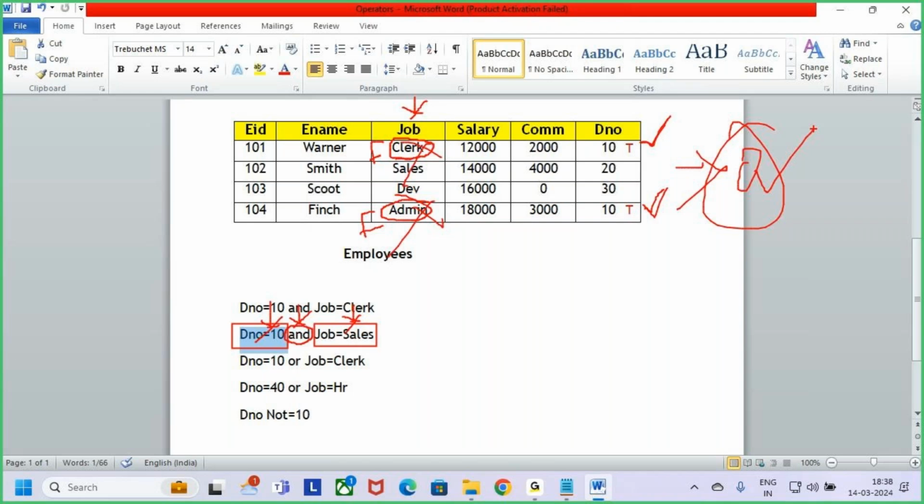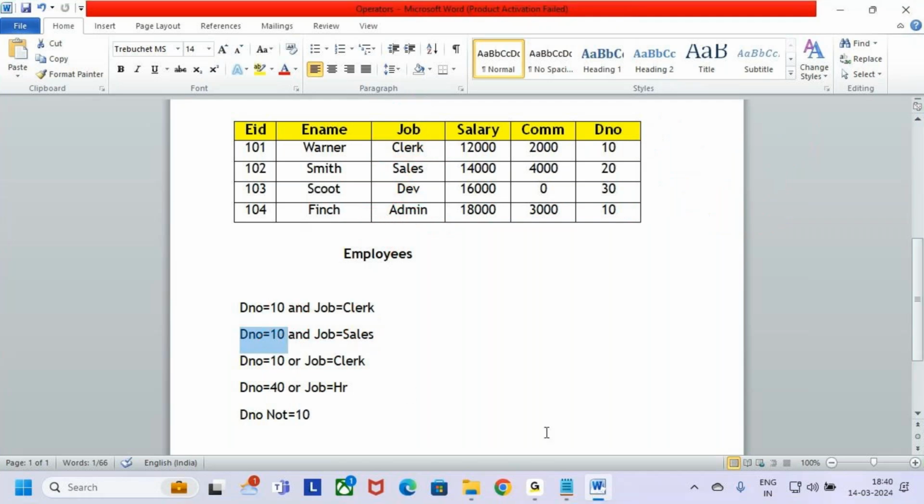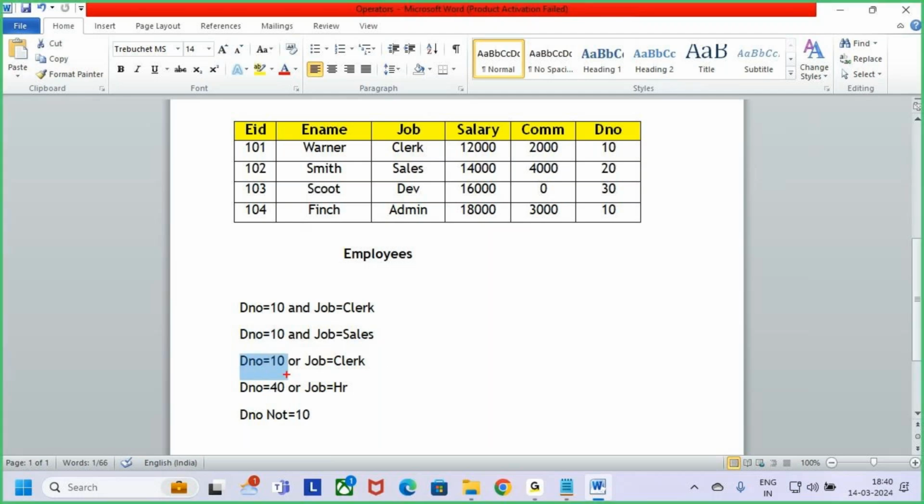Now we don't get any data in the output. Why? Here there are two employees working in the department, but the employees are not working as salesmen. One employee is working as a clerk, and one is working as admin. Next, my requirement is, I want to find out the employees from the 10th department.